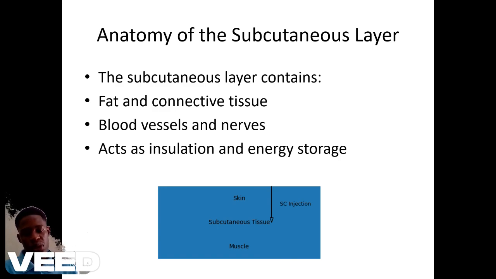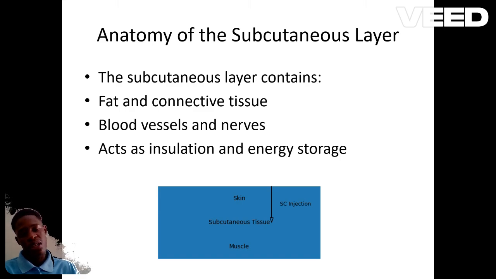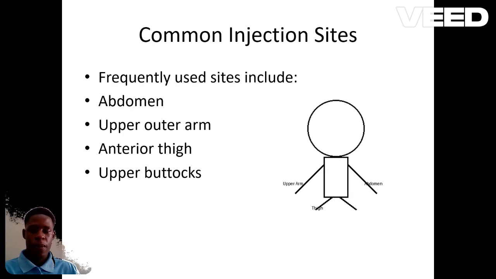It is made of loose connective tissue and fat, adipose tissue. It provides insulation and stores energy. And then below that, you've got the deep layer. In the deep layer, this is the muscle layer which lies safely underneath the fat. If you look at this diagram, you can see how the injection will move.